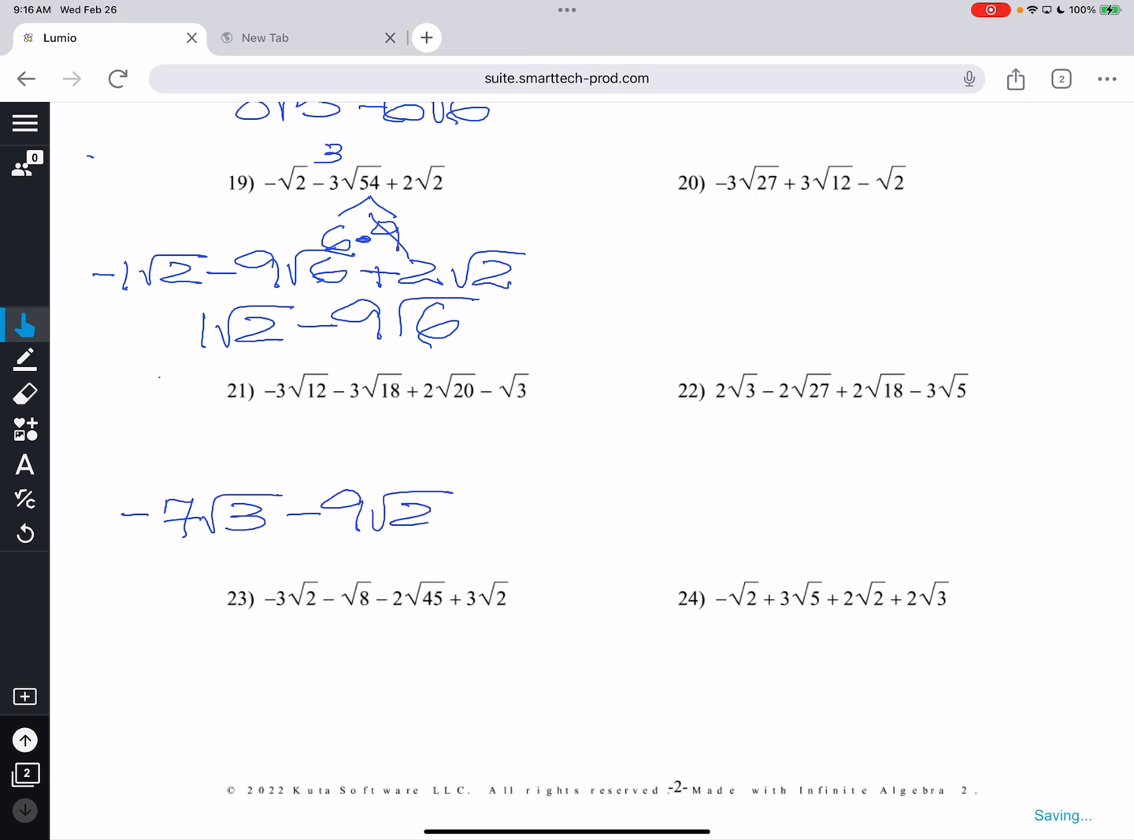Wait, Dr. Graham, how'd you get 7 for the first one? We had to break down 12. I get 4. So the 4 comes out as a 2, and that gives us negative 6. And then the far right was negative 1 radical 3. Negative 6 plus negative 1. Okay. Then how would we end it?